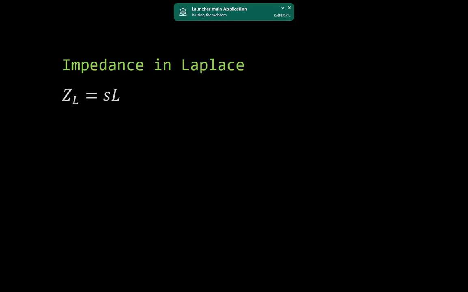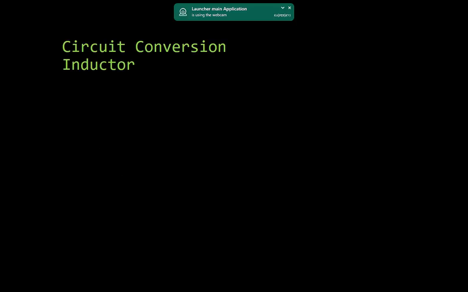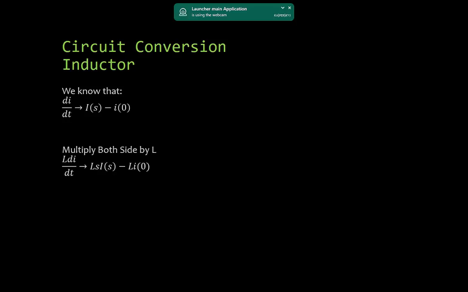For the impedance of each component, for the inductor we have SL, for the capacitor we have 1 over SC, and for the resistor it is the resistor itself. Circuit conversion for the inductor: we all know that di over dt is equivalent to sI(s) minus the initial state I of 0. We will now multiply both sides by L.